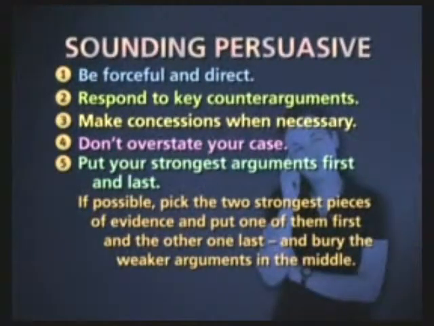If at all possible, pick the two strongest pieces of evidence and put one of them first, the other one last, and then bury the weaker arguments in the middle, where they will get the least attention. This isn't being dishonest, it's just a way of putting your best foot forward and leaving your reader with a strong impression that your paper offers powerful evidence on behalf of your thesis.